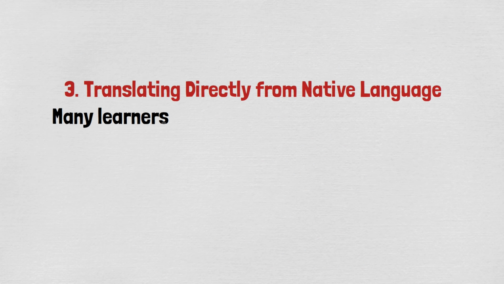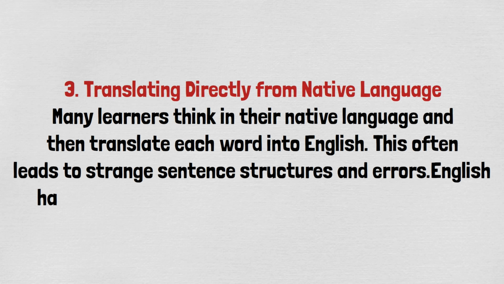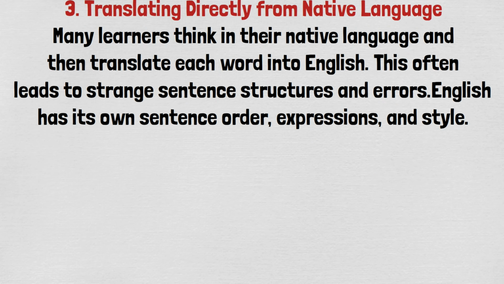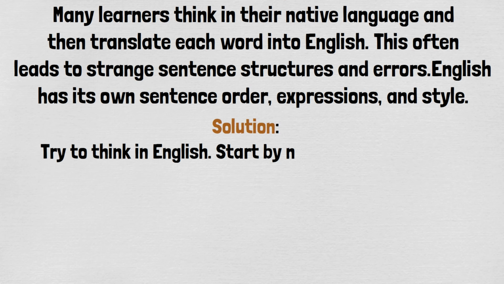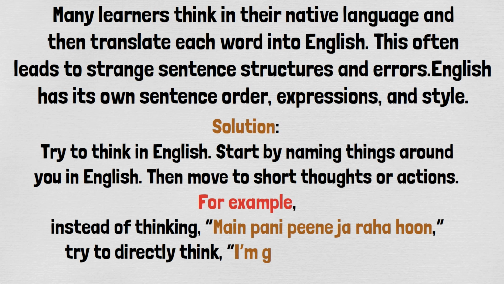3. Translating directly from native language. Many learners think in their native language and then translate each word into English. This often leads to strange sentence structures and errors. English has its own sentence order, expressions, and style. Solution: try to think in English. Start by naming things around you in English. Then move to short thoughts or actions. For example, instead of thinking, "Main pani peene ja raha hoon," try to directly think, "I'm going to drink water."